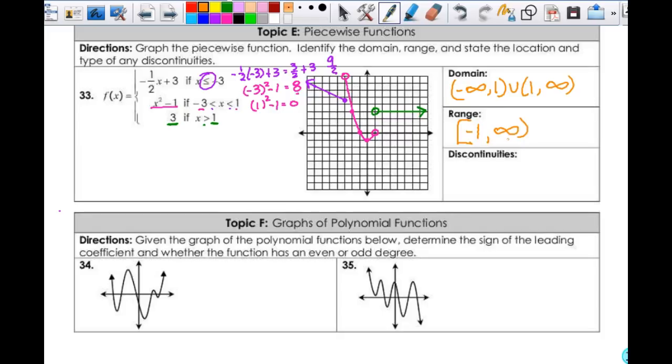And then, is my graph discontinuous? Yes, it's discontinuous in two different places. Here, this is a jump. So I have a jump discontinuity at x equals -3. And then I also have a jump discontinuity and removable at x equals 1. So it jumps and I have a hole missing. So it's jump and removable at x equals 1.